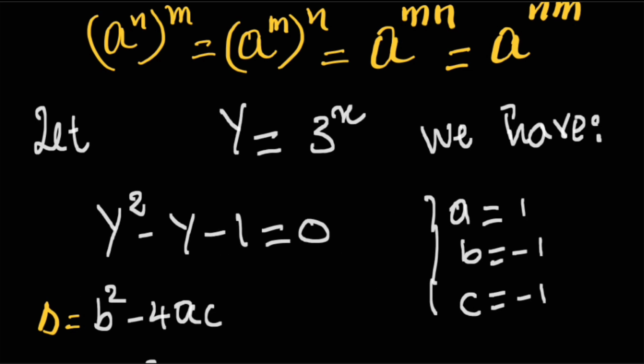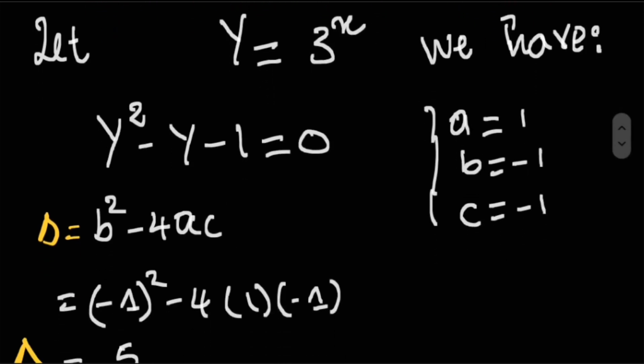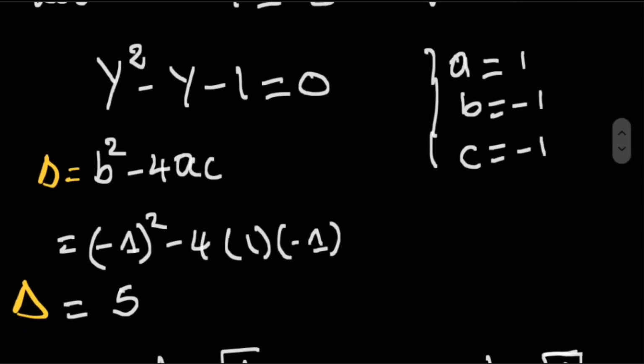So applying the quadratic formula, we have to look for this value, b squared minus 4ac. We have b is negative 1, so negative 1 squared, that's 1, minus 4 times a is 1, c negative 1, that's negative 4 times negative 1, that's positive 4, and 1 plus 4 is equal to 5. So that's why you have this 5 here.